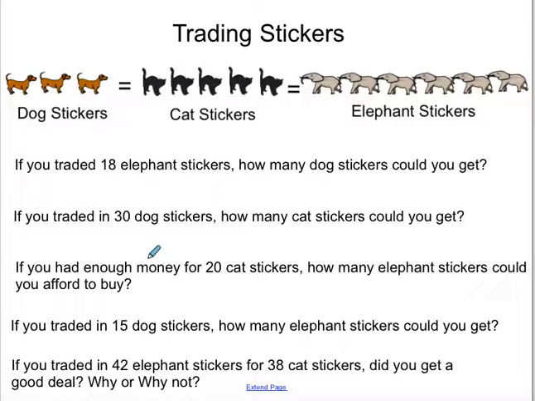Well, we see that we have this ratio of if we have 3 dog stickers, I'm going to get 6 elephant stickers. So I could say, well, how many dog stickers for elephants? We're going to make sure that we keep our ratio the same as far as dogs to elephants on our right side. And now there's a lot of ways to do this.